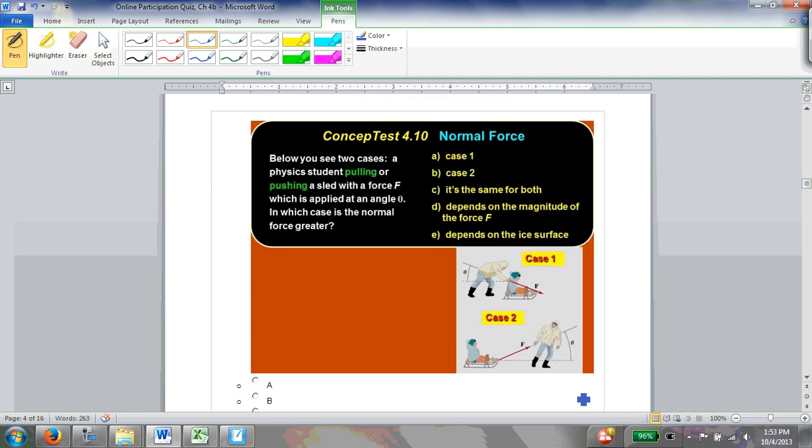All right, below you see two cases, a physics student pulling or pushing a sled with a force F, which is applied at an angle theta. In which case is the normal force greater? All right, the normal force is greater for case 1. Let me show you why. Say that I have an object, and I am applying a force in this direction, which is what this person is doing in case 1. Then I have other forces. I have my normal force, and I have my weight, and I'll say this angle is an angle theta.